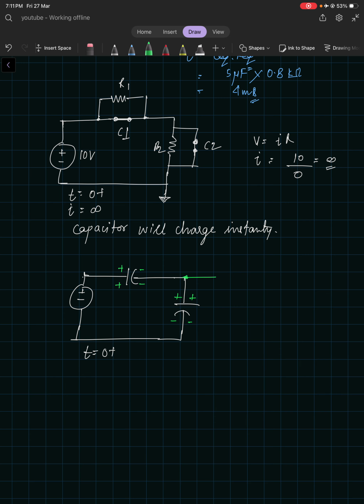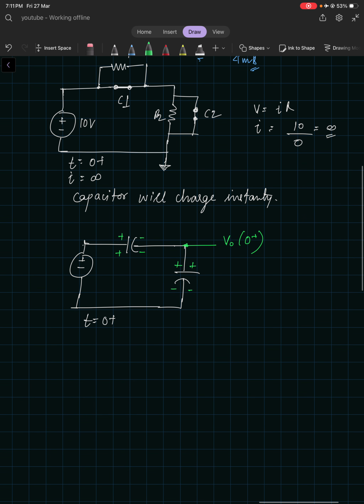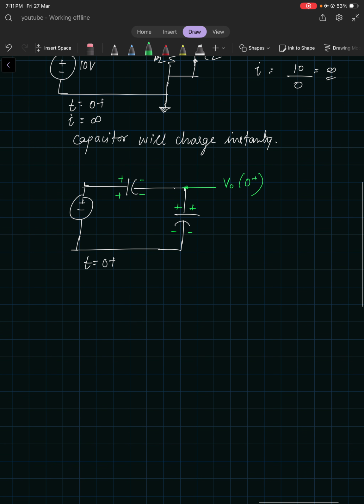This node was like V naught. So V naught of 0 plus, I need to find it out, right? What is this value? Okay, so from the charge conservation principle, the initial charge will be equal to the final charge, right? So what was the initial charge?